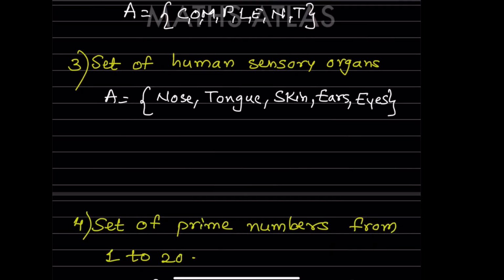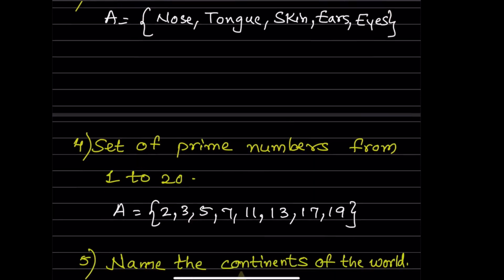Now the set of human sensory organs. You know the sense organs, the 5 sense organs: nose, tongue, skin, ears and eyes. These are the 5 sense organs you have to remember. So these also should be in curly brackets and separated with commas.